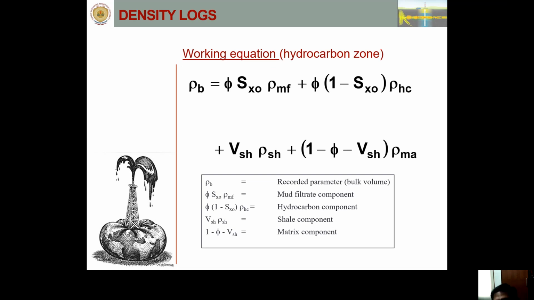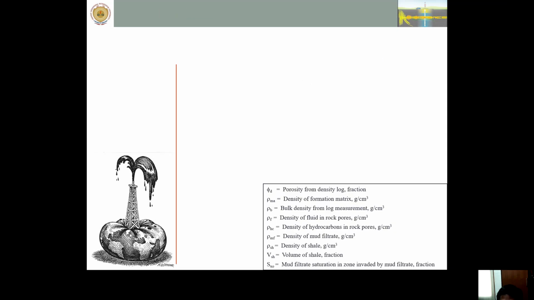The working equation for rho b in the hydrocarbon zone is given as phi S xo rho mf plus phi times 1 minus S xo times rho hc plus V shale times rho shale plus 1 minus phi minus V shale times rho matrix. Rho b is a recorded parameter, which is the bulk density. Phi S xo rho mf is the mud filtrate component. Phi times 1 minus S xo times rho hc is the hydrocarbon component. V shale and rho shale is the shale component, and 1 minus phi minus V shale times rho matrix is the matrix component.